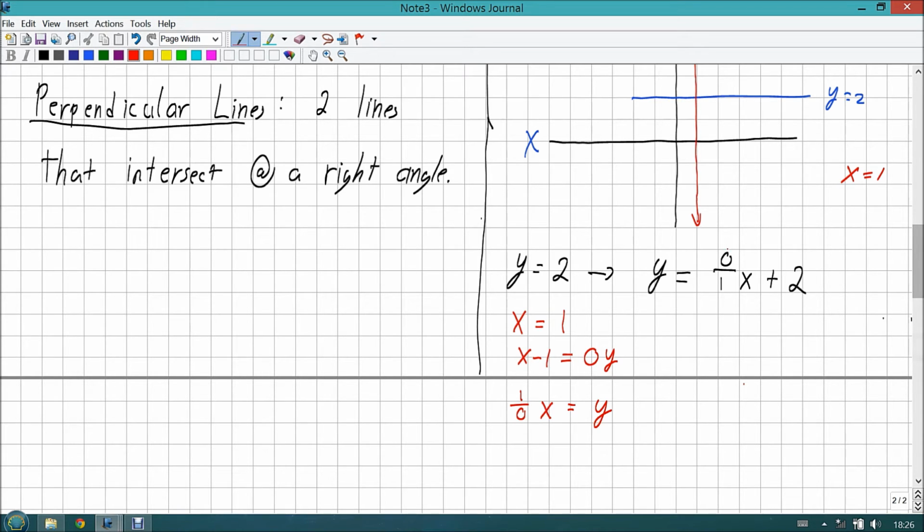But notice the relationship between the two slopes. One of them is 0 over 1. One of them is 1 over 0. It looks like they did something interesting. What did they do? They flipped.